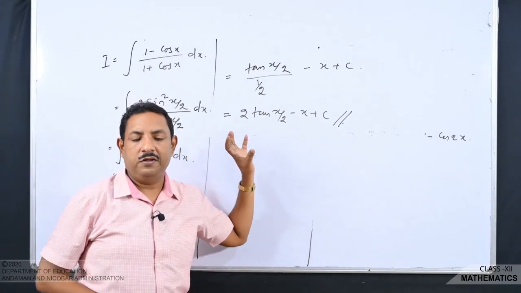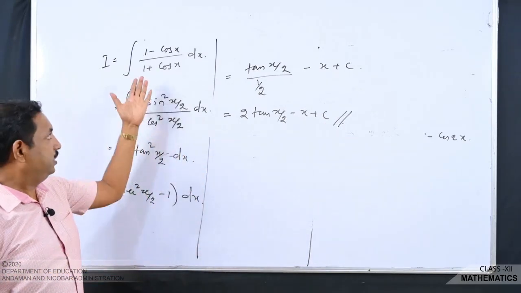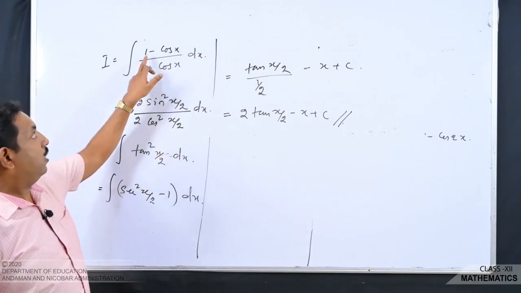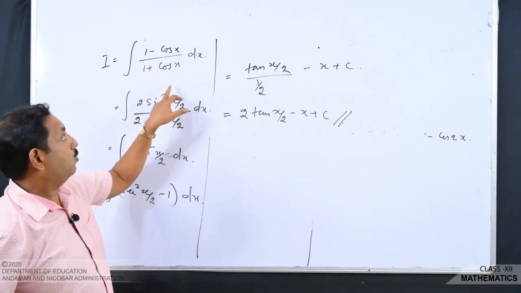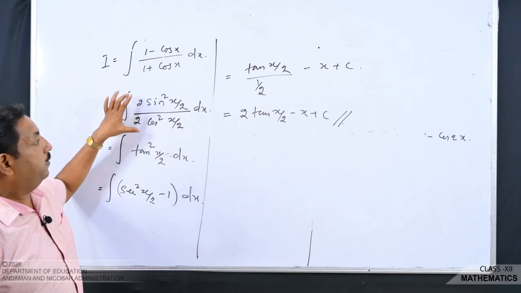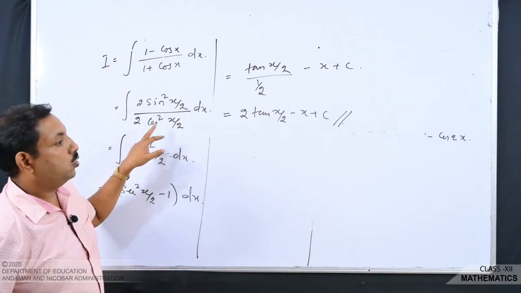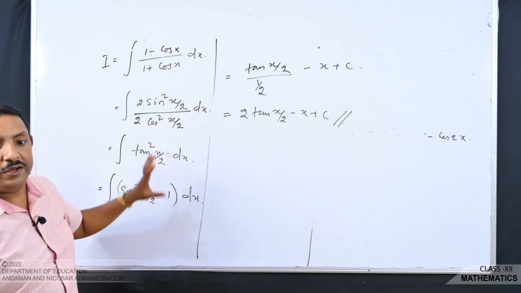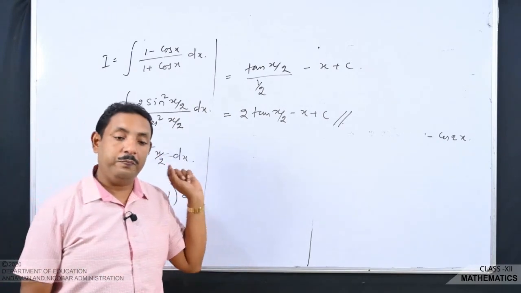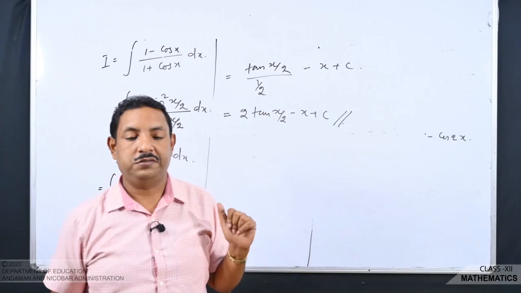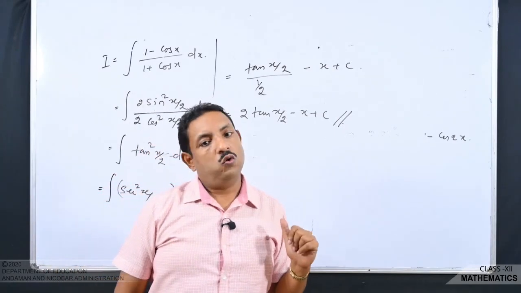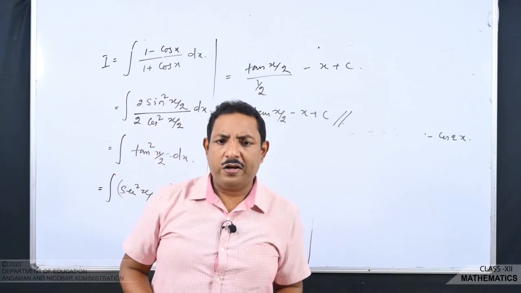Okay, am I clear? So this type of problem, whenever you have 1 minus cos x or 1 plus cos x, you have to replace this by this formula, 2 sine square x by 2 and 2 cos square x by 2. Okay, dear student, and how did we get it? Simply by using the cos 2x formula. Let's see one more type of problem.